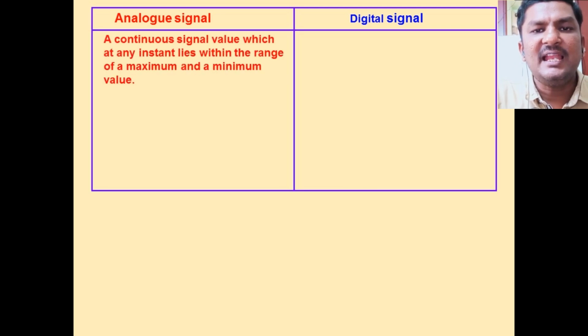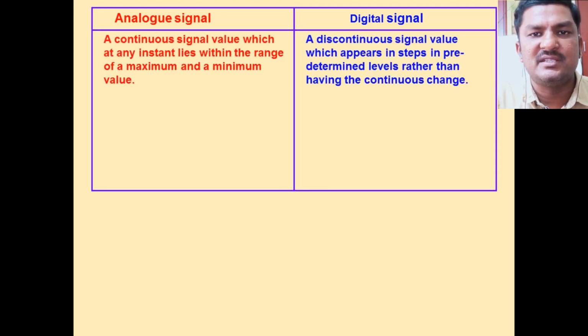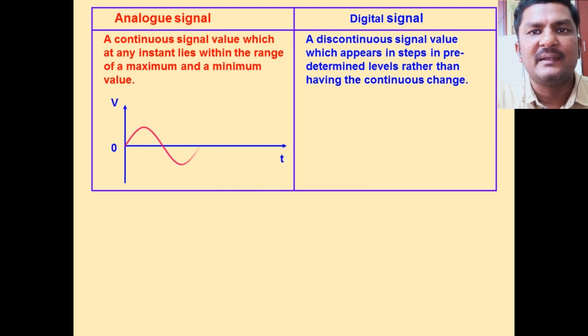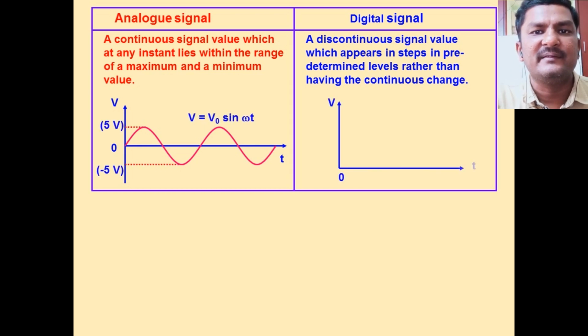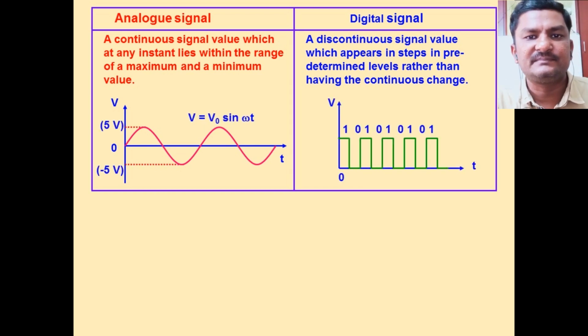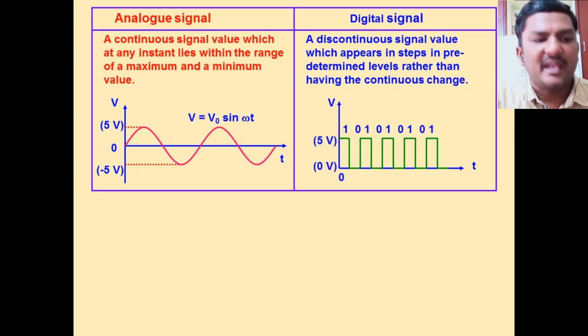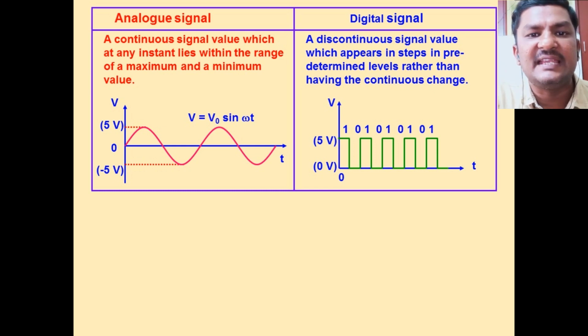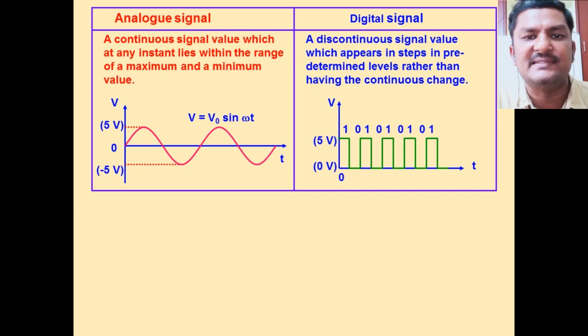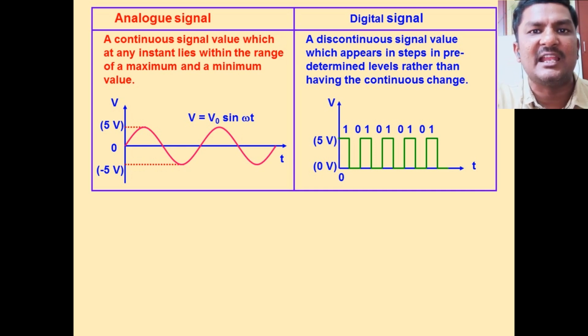A signal in which current or voltage varies continuously with time, then that signal is said to be analog signal. A continuous signal value which at any state lies within the range of maximum value and minimum value is also termed as analog signal.